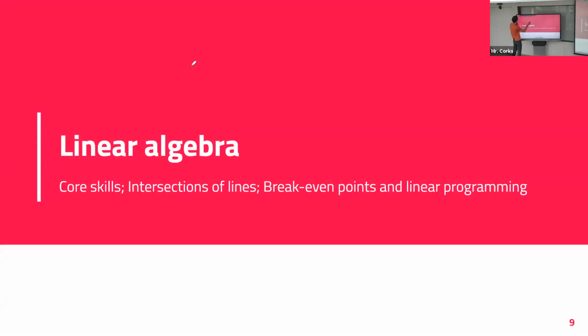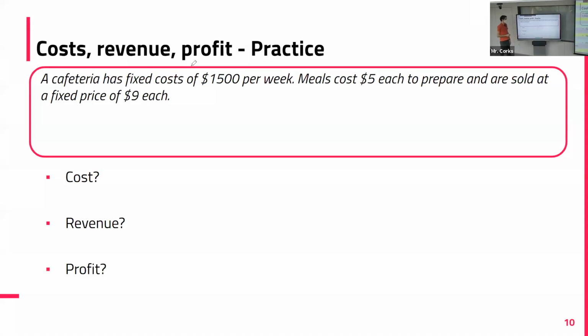All right, so let's get back to our stuff for today. We did a cost revenue profit example in our previous class, so let's do another one of those to get more practice with this, and then we'll come back to this example at the end of today. So cafeteria fixed costs are this. Here's the cost to prepare meals. Here's their sales price. So cost, revenue, and profit equations for this scenario.